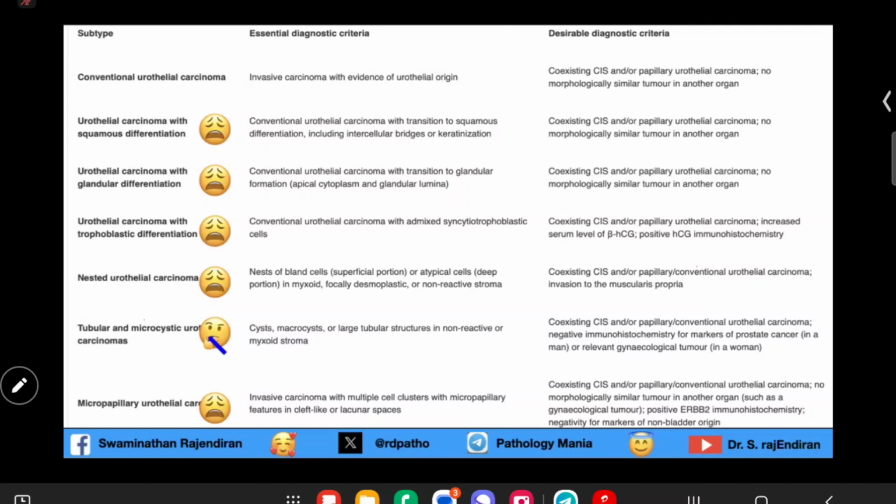But one thing you have to remember, stage determines the prognosis. In the stage, histological type determines the prognosis. That you have to understand. So you have to compare stage by stage. You should not compare stage 1 nested urothelial carcinoma with stage 4 tubular and microcystic urothelial carcinoma. I hope you understand what I am trying to say. Stage is very, very important. In a given stage, histopathological type and grade comes into help us in the prognosis.